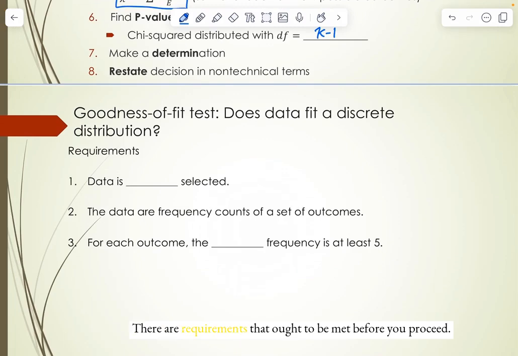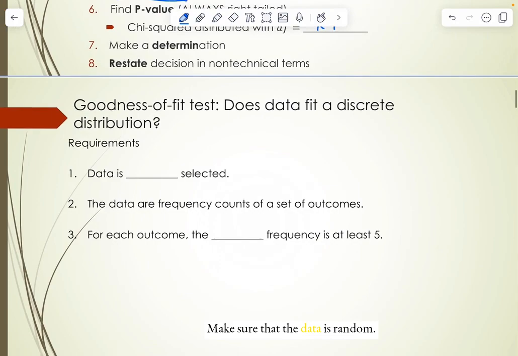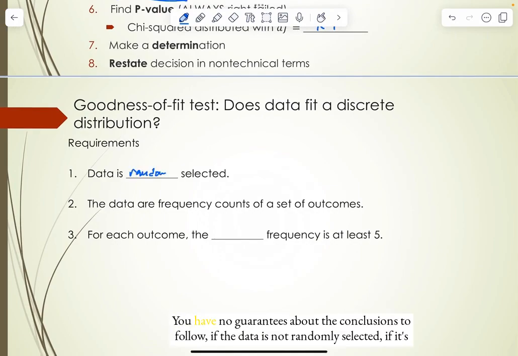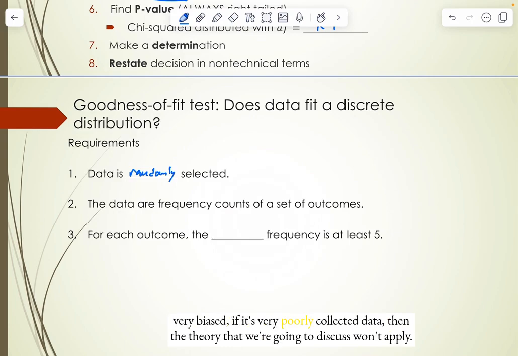There are requirements that ought to be met before you proceed. Make sure that the data is random. You have no guarantees about the conclusions to follow if the data is not randomly selected. If it's very biased, if it's very poorly collected data, then the theory that we're going to discuss won't apply.